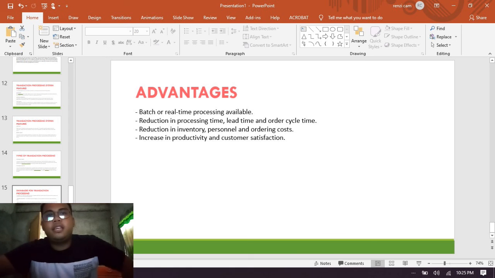And there are advantages of the transaction processing system. First, batch or real-time processing systems are available, reducing processing times, lead times, and order cycle time. Reduction in inventory, personnel, and ordering costs. Increase in productivity and customer satisfaction.